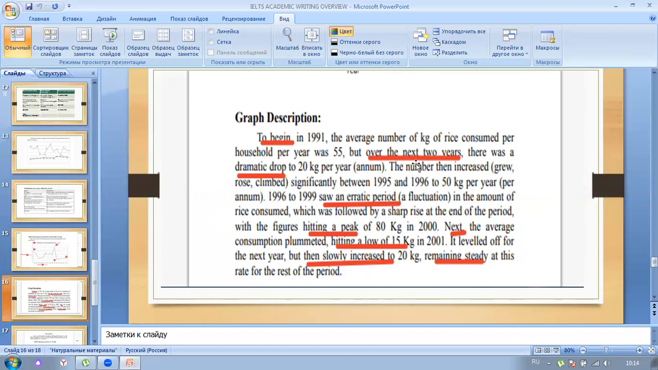Okay, to begin with, over the next 2 years, next, or the words like this, or the intro words, right? Like in the dramatic drop. There was a dramatic drop, there was a dramatic rise ham bo'ladi. Demak, endi mana bunga qarang. So bilan ishlasa bo'ladi. So in a erratic period or so in a dramatic drop degan bo'larkan.